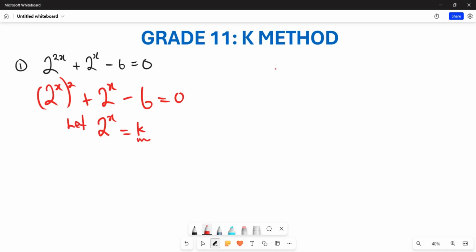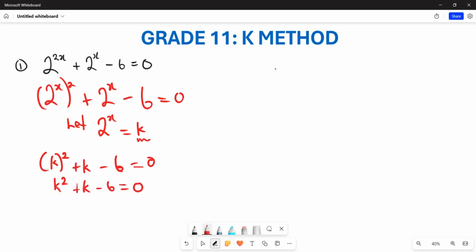So if you are doing that, in every space where you find 2 to the power of x, you are going to write k. So this one is going to be k squared, plus, remember here it's 2 to the power of x, which is the same as k, subtract 6 is equal to 0. Now that you have this, it is going to be your trinomial, k squared plus k subtract 6 is equal to 0.